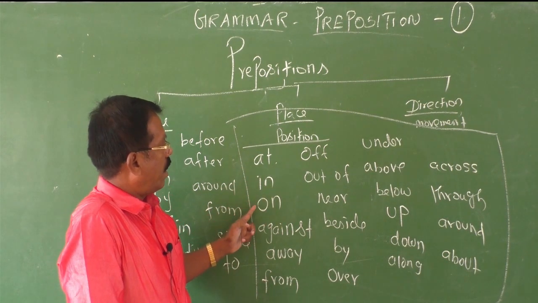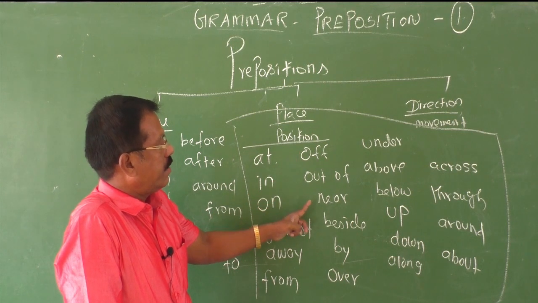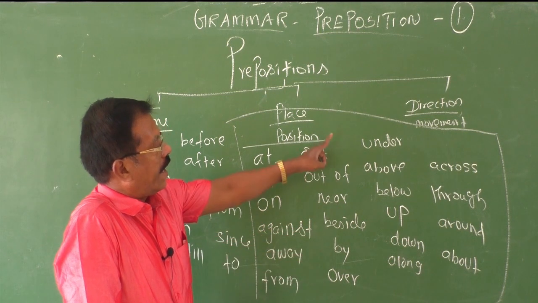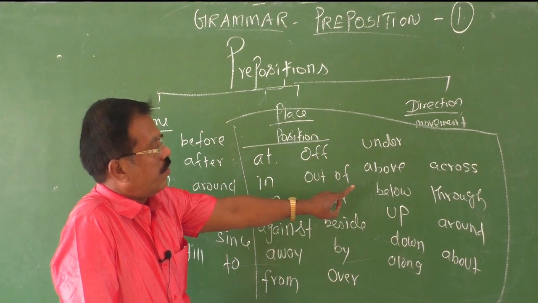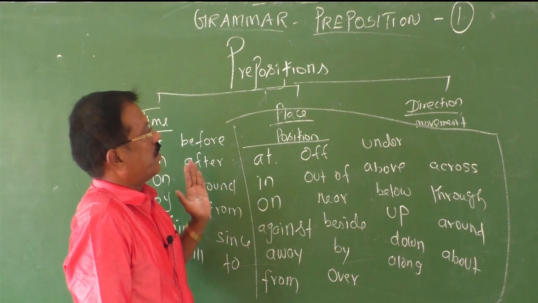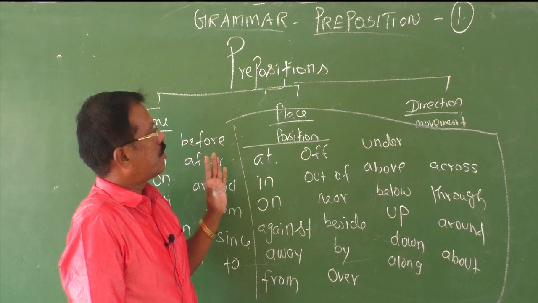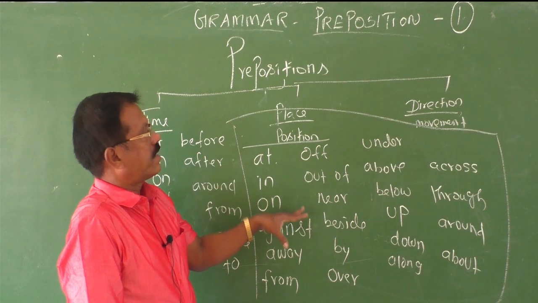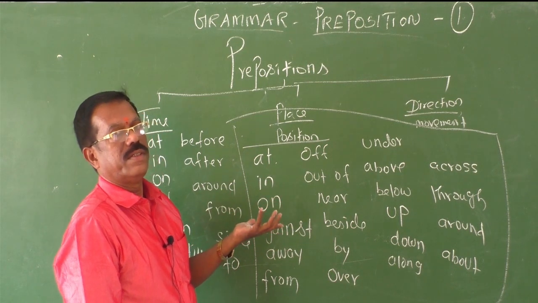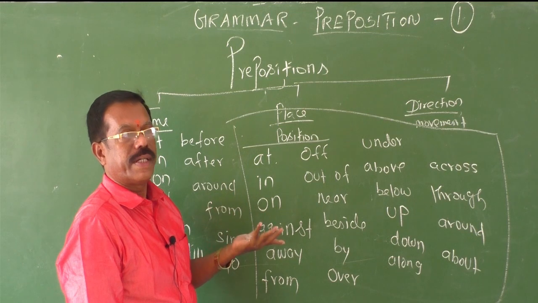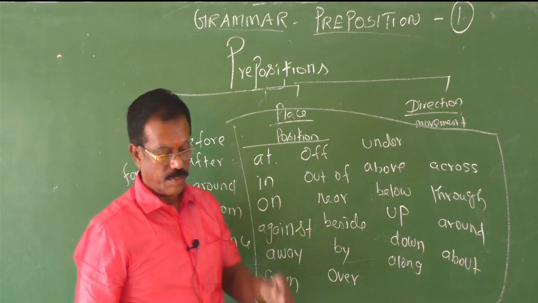At, in, on, against, away from, out of, near, beside, by, over, under, above, below, up, down, along, across, through, around, and about. These prepositions are called prepositions of place and position because they show the exact place where the subject or the doer of the action is, and also the position of the noun and the pronoun. Therefore they are called prepositions of place and positions.